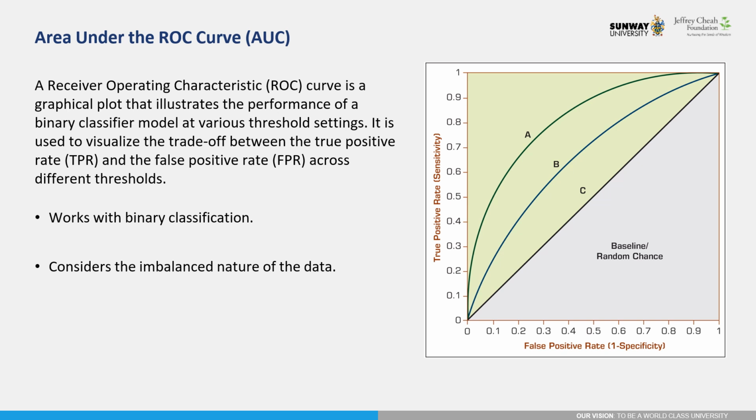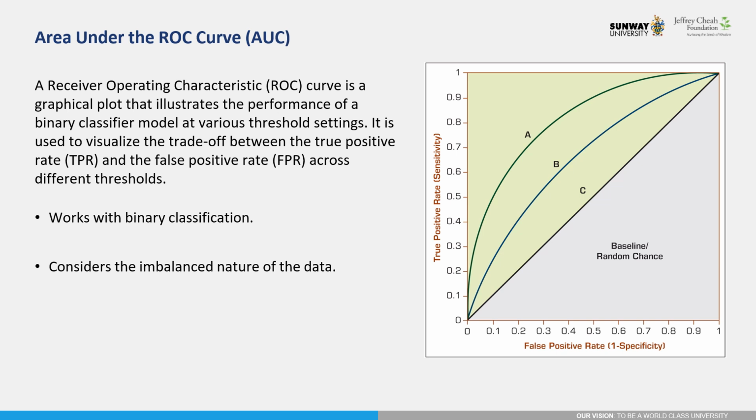The ROC curve, the receiver operating characteristic curve, is a graphical plot illustrating the performance of a binary classifier model at various threshold settings. It is useful for visualizing the trade-off between the true positive rate and the false positive rate across different thresholds. We have multiple thresholds, and we want to compare where you stand with respect to sensitivity versus specificity. So between sensitivity and specificity, we are comparing the false positive rate and the true positive rate.